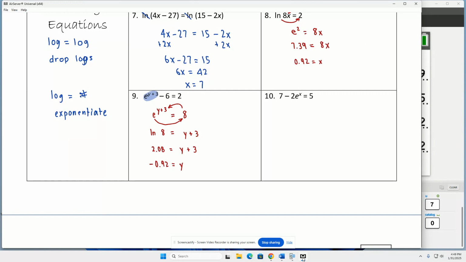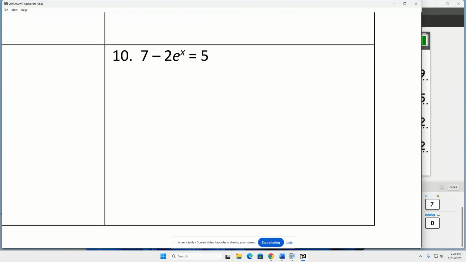And then the last one is, again, a natural base exponential equation. How do I know? Because here's my exponent and the base is e. So we still need to isolate it, just like we did before. So subtract 7 to move that. These will cancel, and negative 2 times e to the x will equal negative 2. How do I break negative 2 away from e to the x? Well, it's multiplying. So I'm going to divide by negative 2. These cancel, so e to the x equals a positive 1.